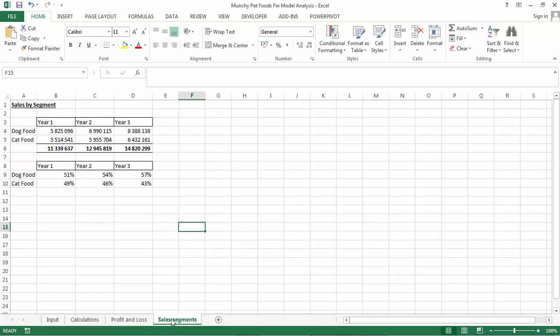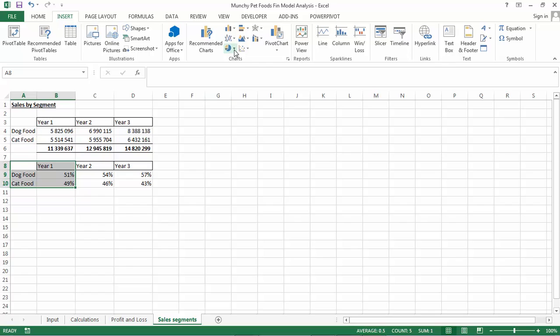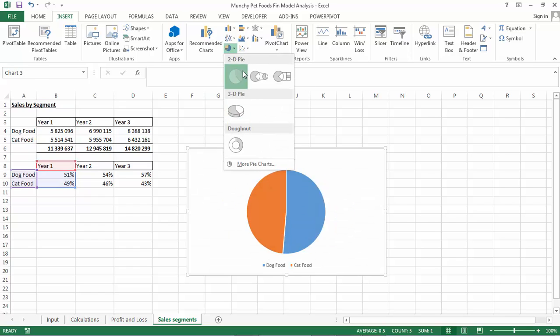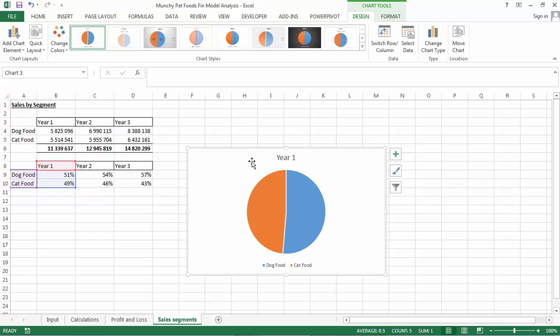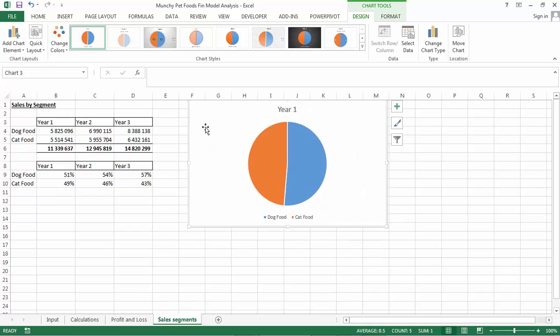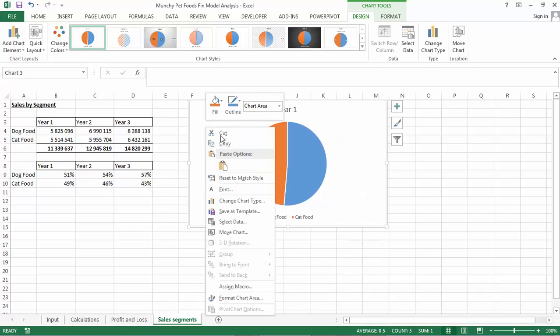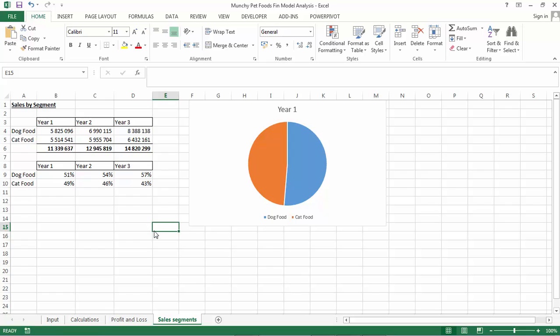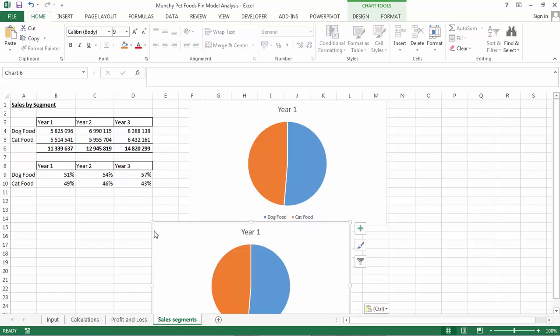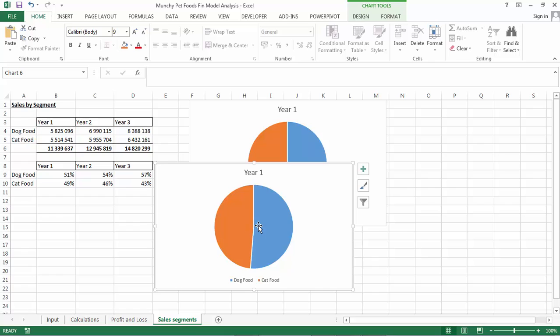Then, as far as presentation is concerned, we might want to include a graph. So very simple graphs. When we're looking at segments, it's generally good to use pie charts. So we can just insert a pie chart. There we have one for year 1. You can simply copy and paste. Click on it, copy, and paste. Okay, there we go.